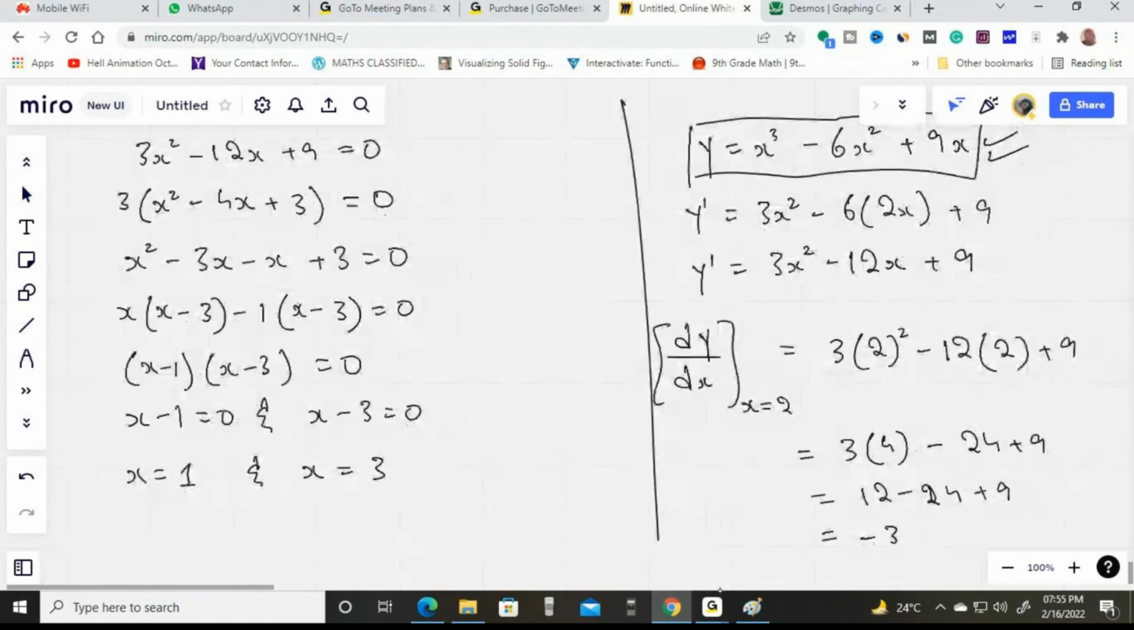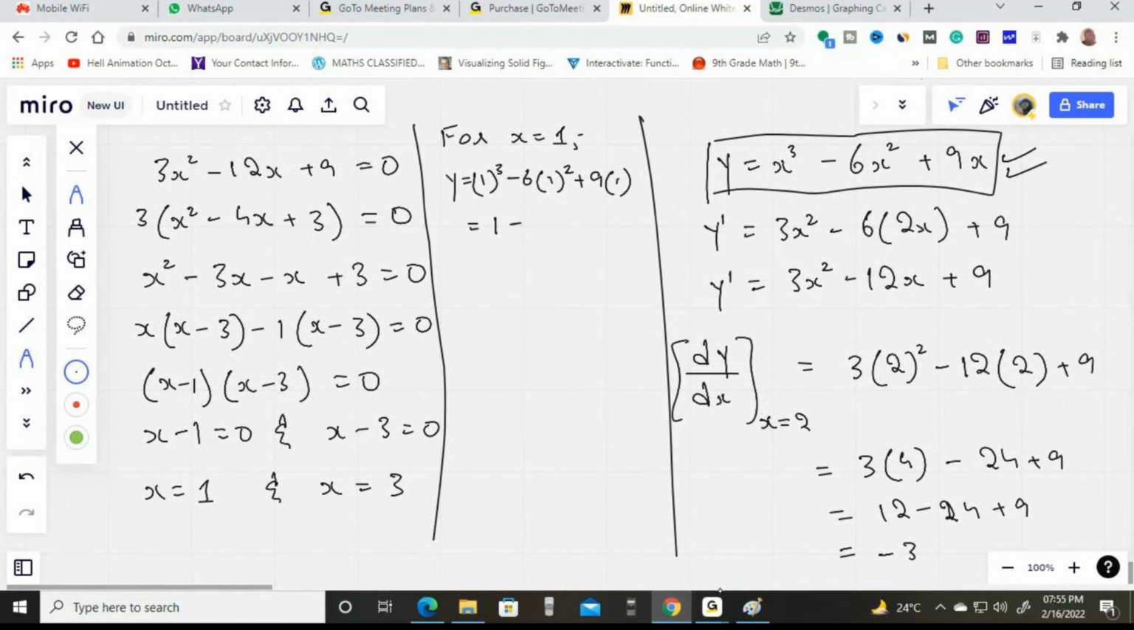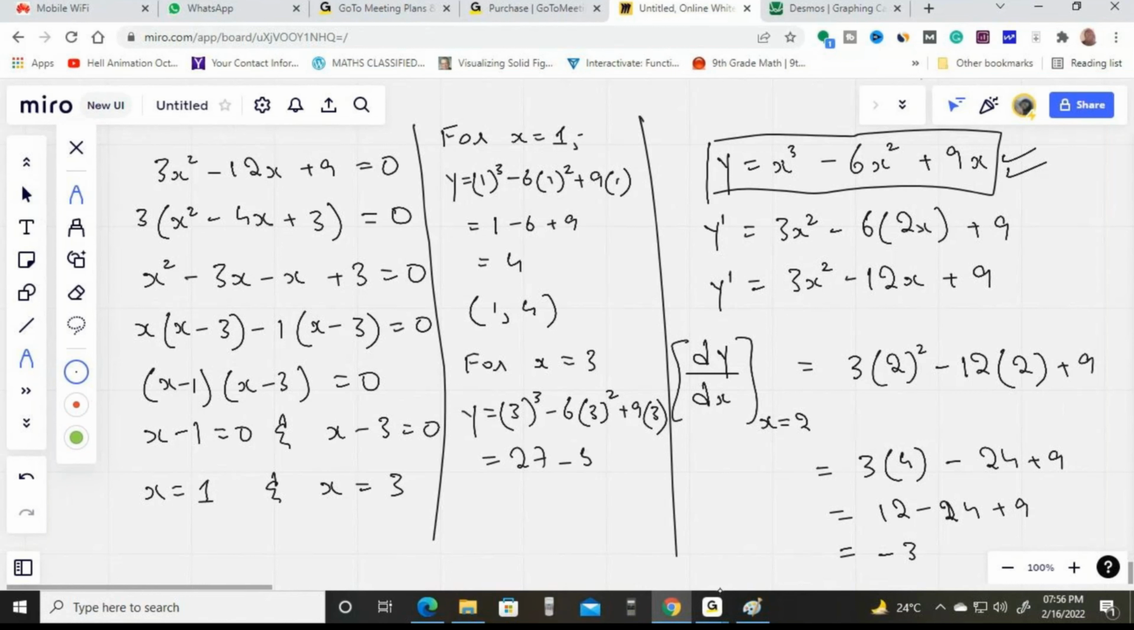3 cubed. It's 0 for the first one, so 3, 0. And the second one is 1 and 4. Oh yeah, 1 and 4. So 3, 0 and 1, 4, these are the turning points.